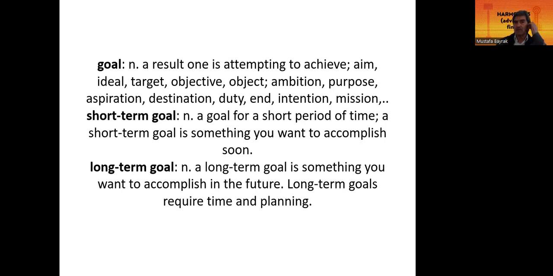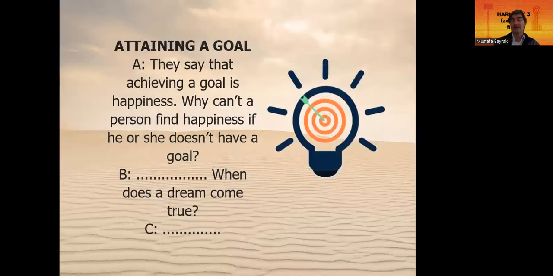A short-term goal is something you want to accomplish soon, in a short time. But just the opposite, a long-term goal is something you want to accomplish in the future. Long-term goals require time and planning and patience and resilience and persistence. Attaining a goal means reaching a goal, attaining, a beautiful word. They say that achieving a goal is happiness. Yes, the result of it must be happiness.